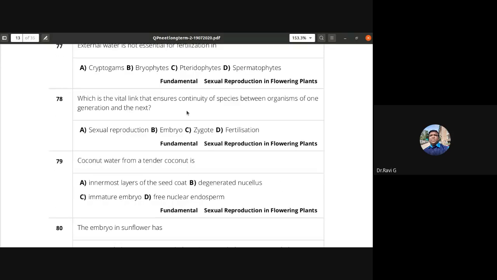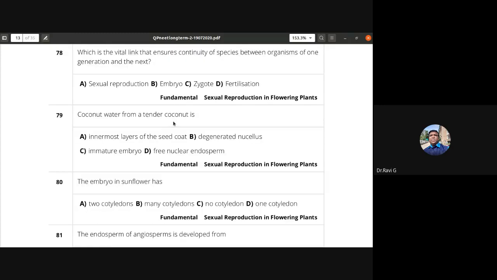78th, which is the vital link that ensures continuity of species between organisms of one generation and the next? What is the vital link? It is the zygote. Zygote is a vital link that ensures continuity of species between organisms of one generation and the next generation. So 78, C is the answer.